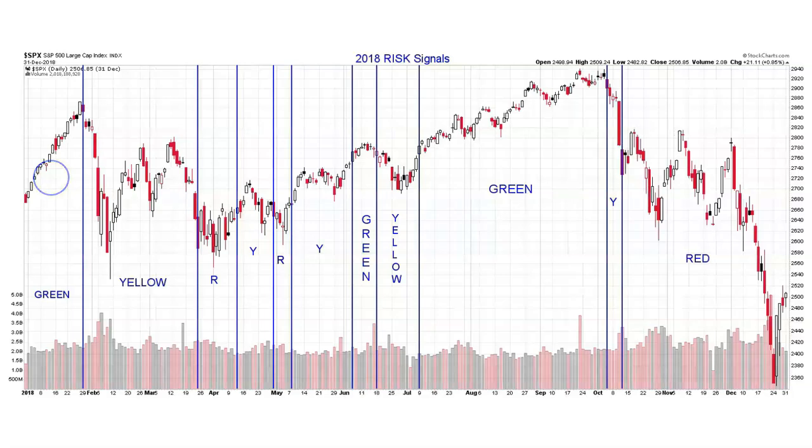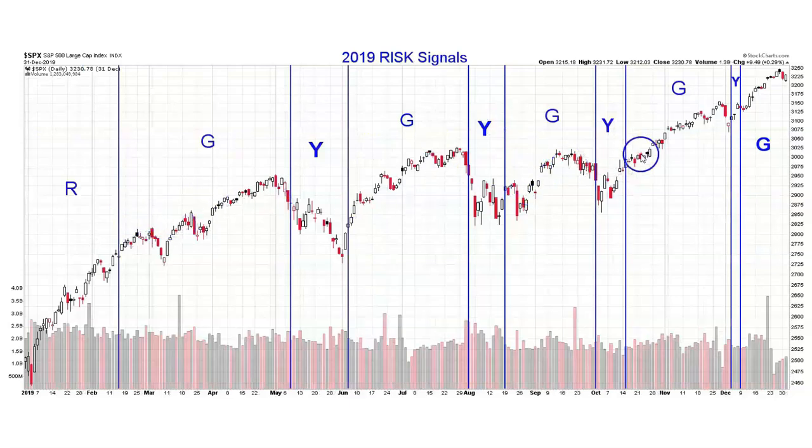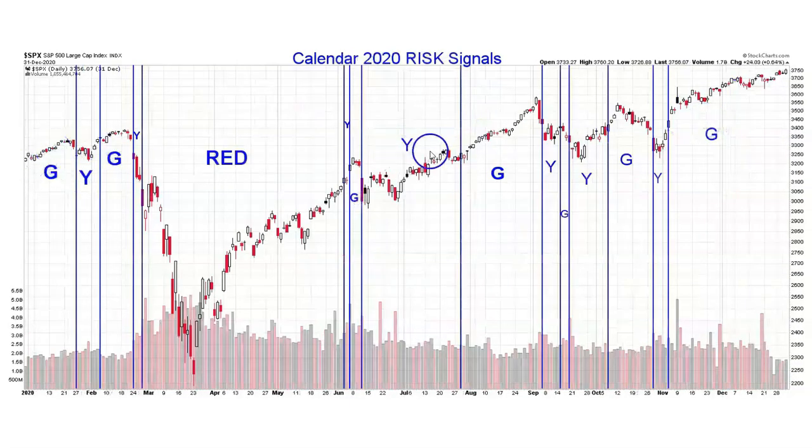A quick review of the risk signals. The green signal is the best risk-reward ratio signal for equity investors. And what you're going to find is that most upward progress in the stock market will happen in a green signal environment, as we see here.